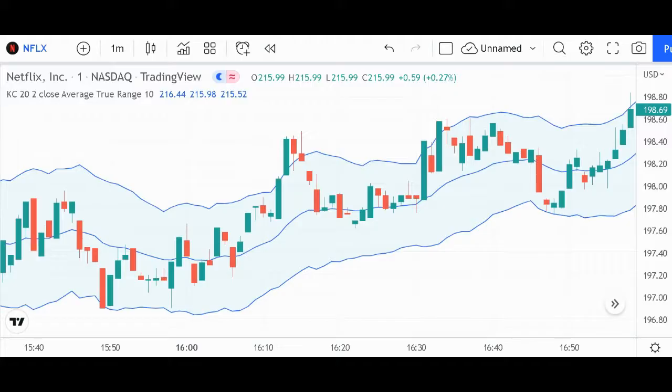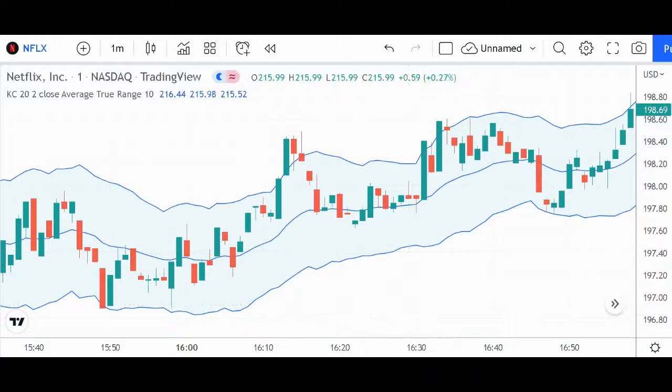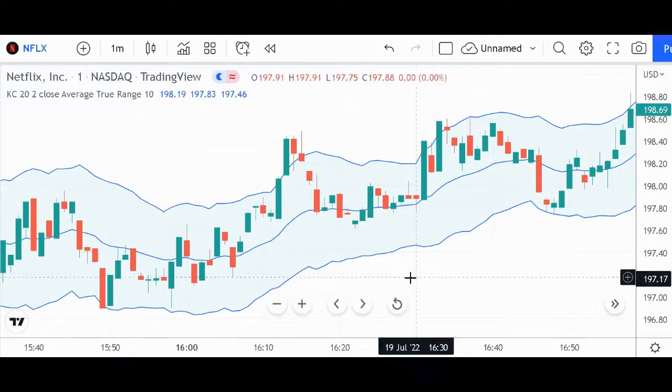You might like Bollinger Bands. Well, this one is a little different. Like Bollinger Bands, it has an upper line, a midline, and a lower line. But it also utilizes the ATR, the average true range, in the formula. So you get a volatility component that is different from the volatility component of Bollinger Bands. This is really something to consider.